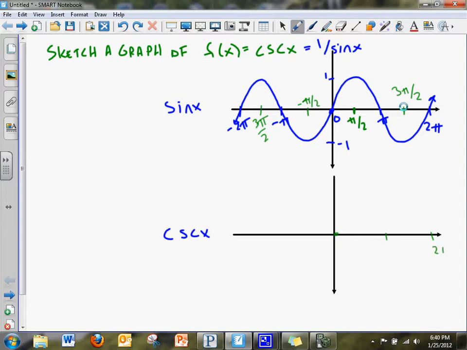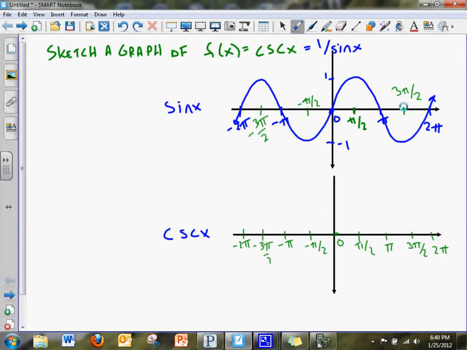Okay. And I'm going to come down here and just start to label the graph that's about to become cosecant of x. So just getting ready here. Let's see here. Negative 2 pi. Negative pi. Negative pi over 2. Negative 3 pi over 2.